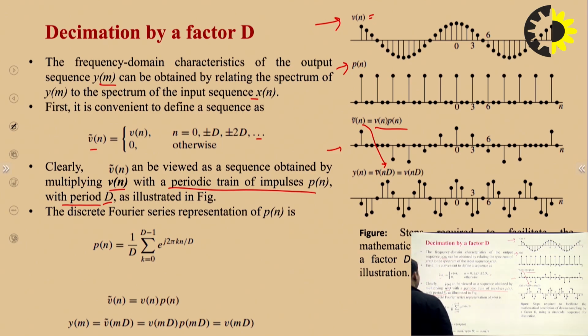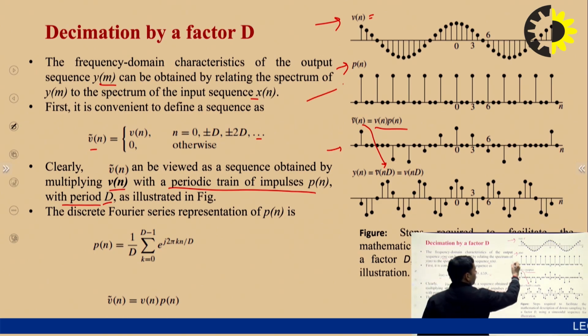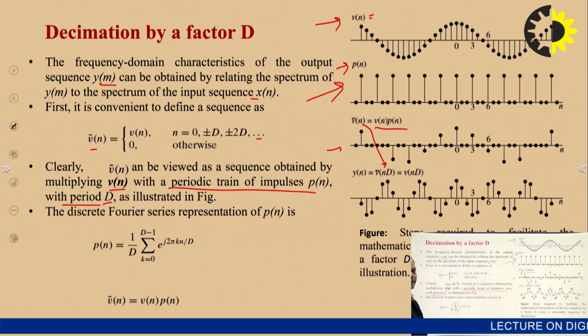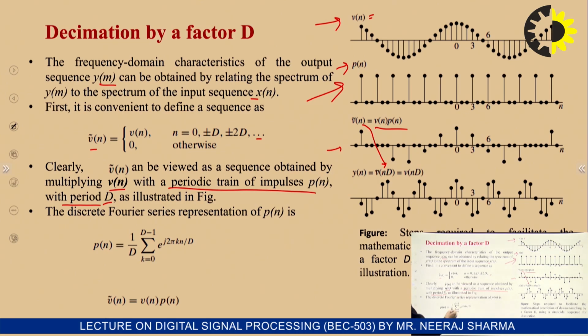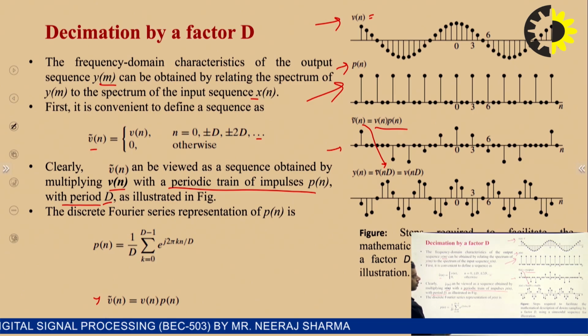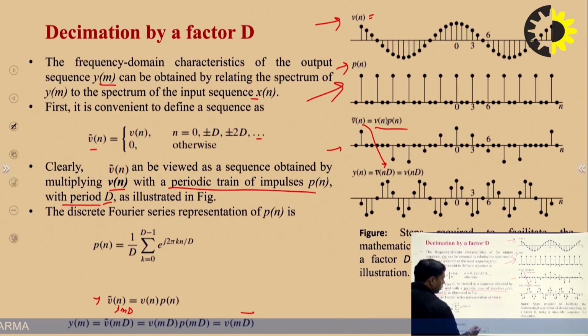Now we take the discrete Fourier series representation of the sequence p(n), which acts like an anti-aliasing filter. p(n) equals 1 upon D, summation of k equals 0 to D minus 1, e raised to the power j 2 pi k n by D. So v-hat(n) is v(n) into p(n), and y(m) is v-hat(mD), which equals v(mD) p(mD) equals v(mD), since n is replaced with mD for the decimator.